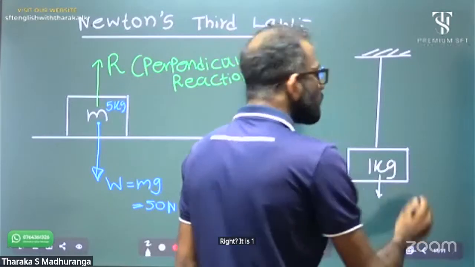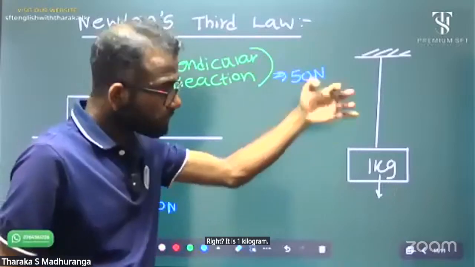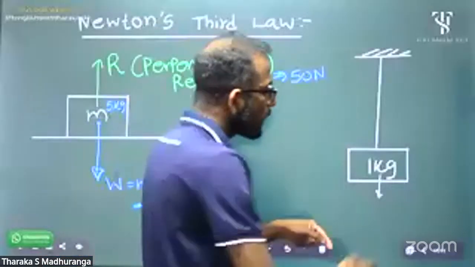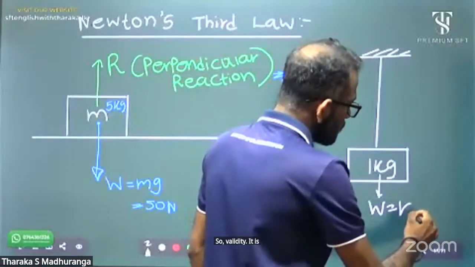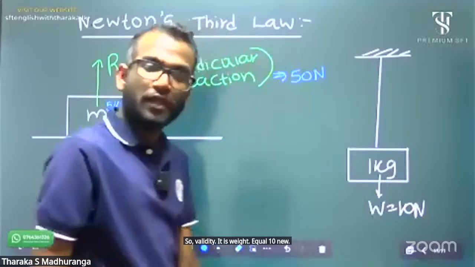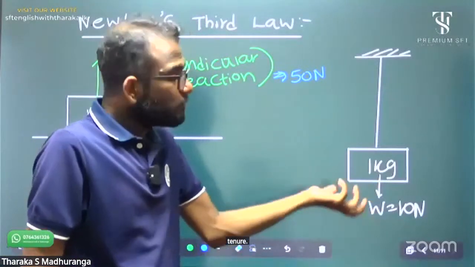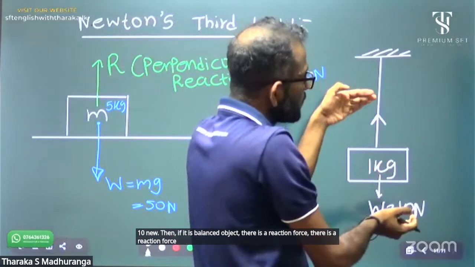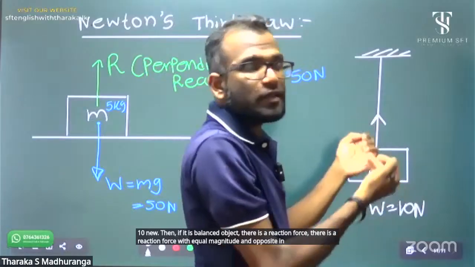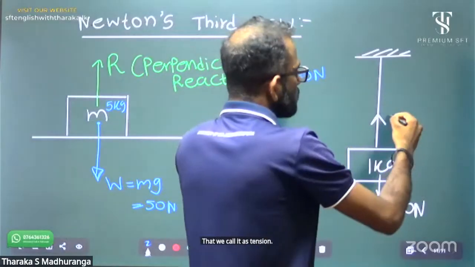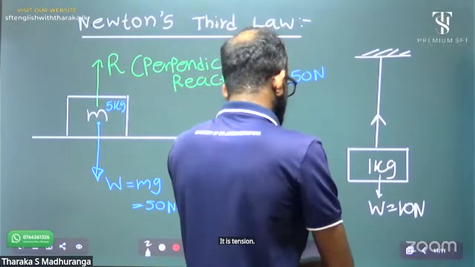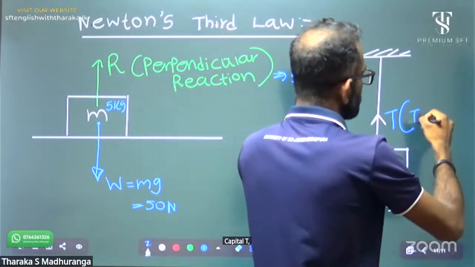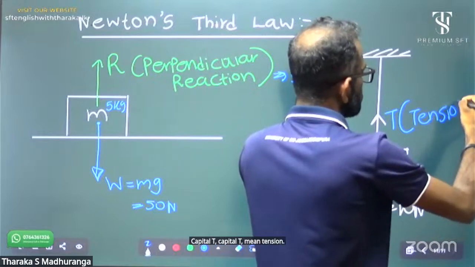What's the weight of a 1 kilogram mass? It is the force exerted due to gravity. The weight equals 10 Newton. Then, if the object is balanced, there is a reaction force with equal magnitude and opposite in direction that we call tension. It is capital T. Capital T means tension.